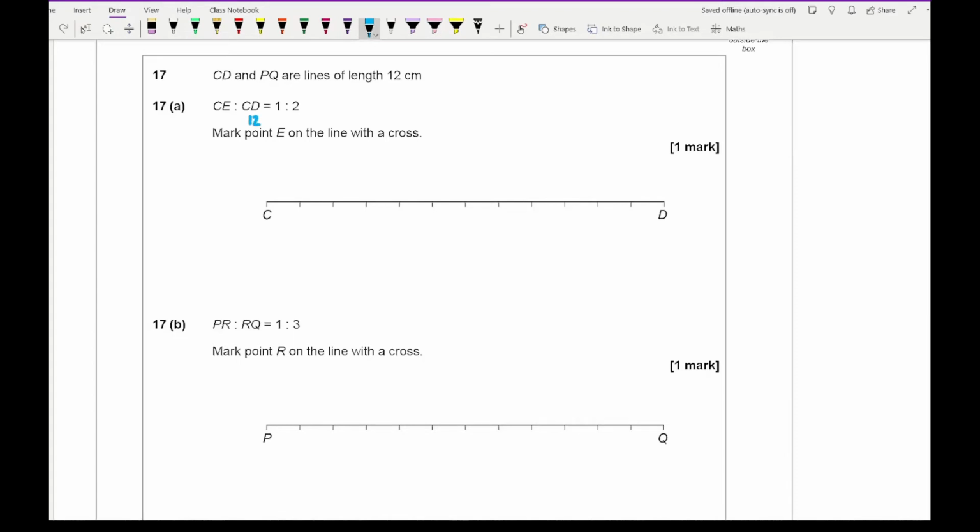And if that's in the ratio of 2 parts, then one part is going to be 6, so then E is going to be in the middle. It's going to be there.